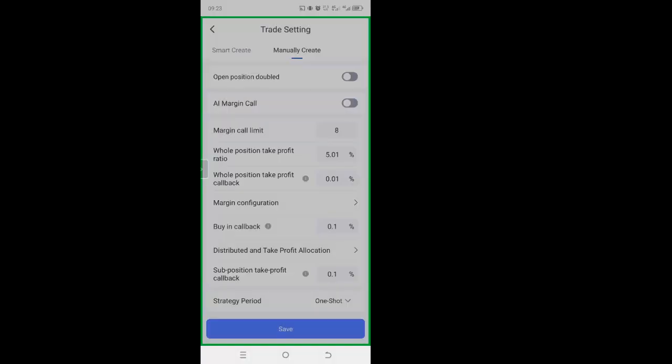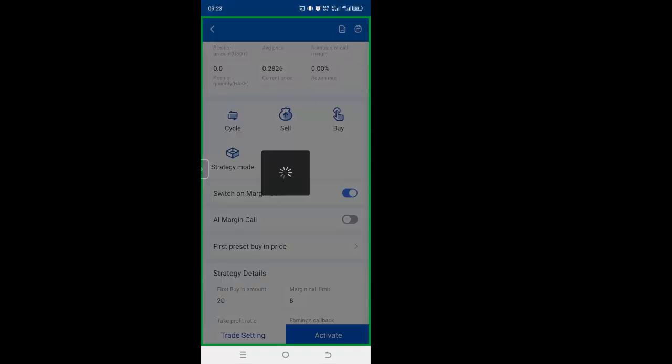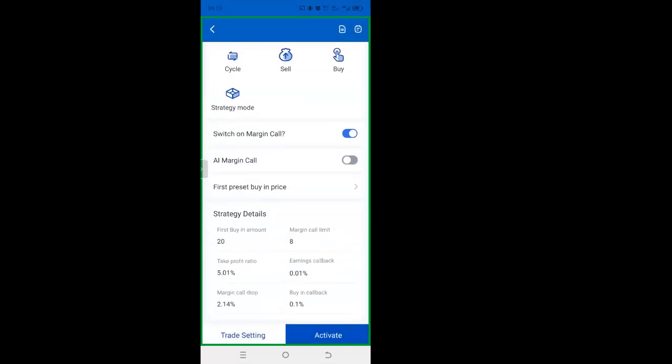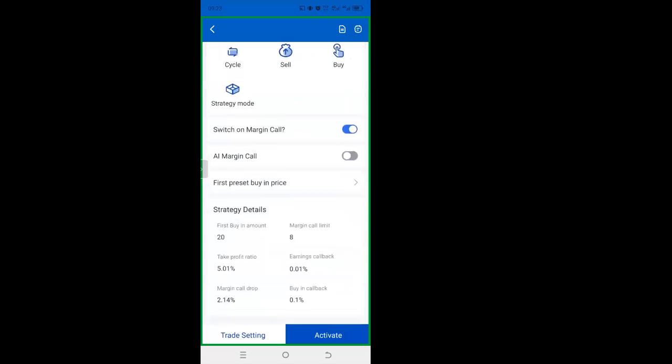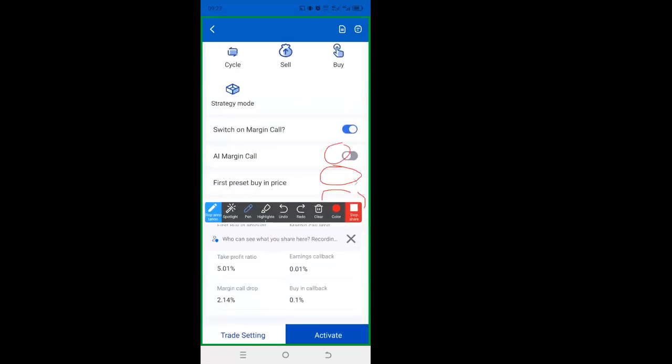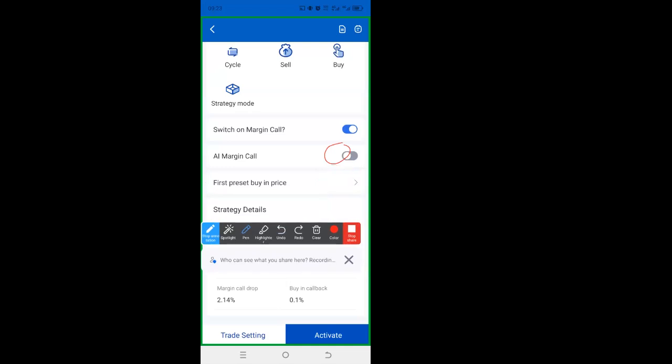Then you save. You save here. After here, make sure that before you start your trade, you set your strategy mode. Where is the strategy mode? It is this.